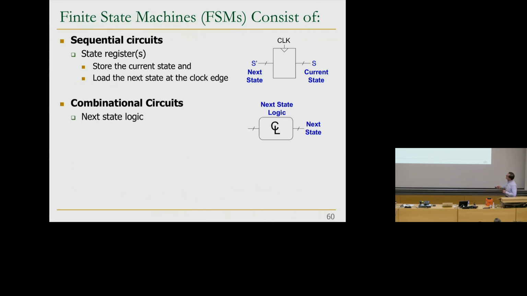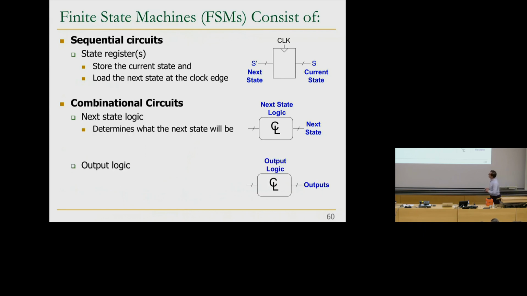Okay, combinational circuits. A finite state machine also has combinational circuits. Basically, this is the next state logic. It gives you the next state that's going to be latched over here. It determines what the next state will be, as I said. And you also have an output logic, which is also combinational logic. This is CL. And that determines your outputs, and generates the outputs, as I said.